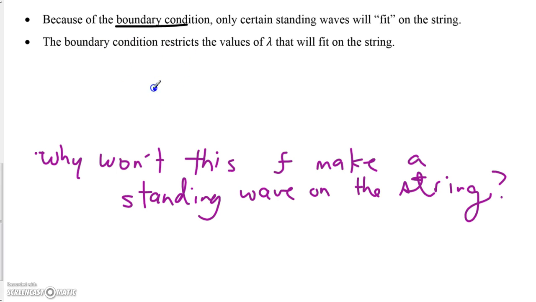The last thing is to answer this question. I've got a string with its ends right here and right here. Why won't this wave fit on the string? Answer that in your own words.